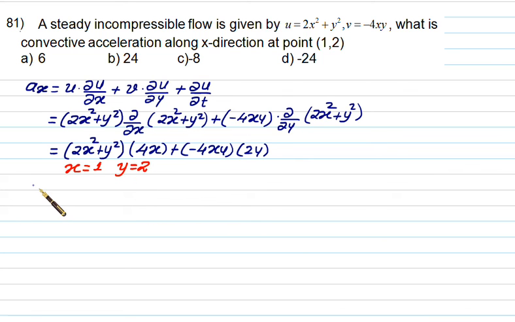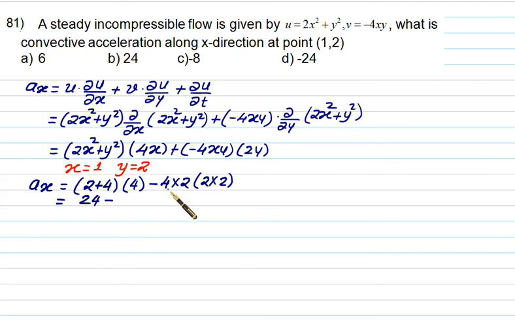So we have convective acceleration along the x direction is: 2x² is the same as 2 into 1, which is 2, plus y² equals 4, so 4 into 1 is 4. Second term is minus 4, x is 1, y is 2 into 2 into 2, that equals 6. 6 into 4 is 24, minus 8 into 4, that equals 32. So the answer is equal to -8. Choice C is correct.